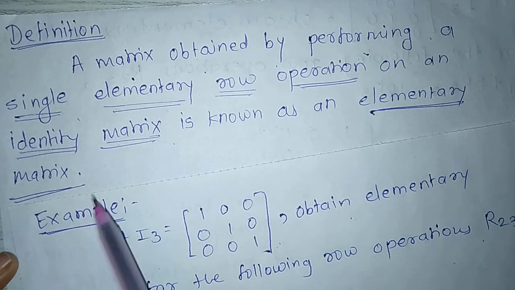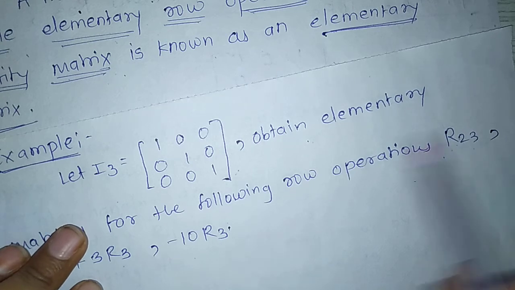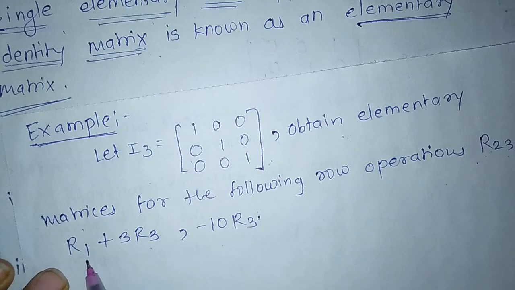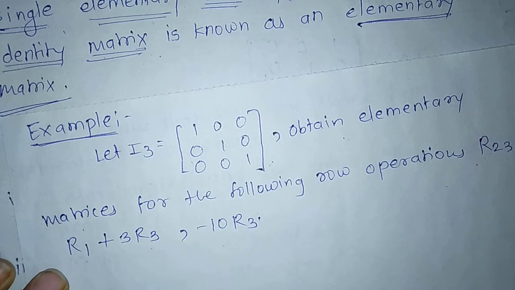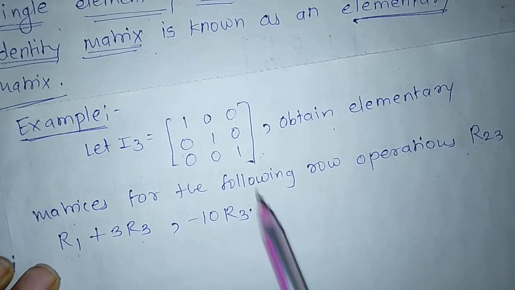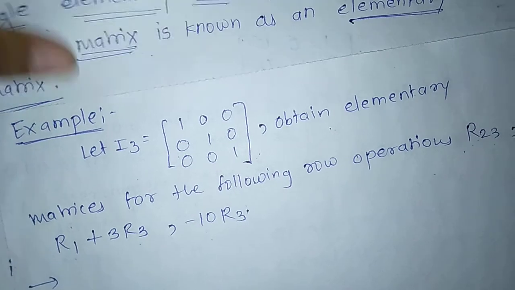an elementary matrix. Means first we apply row operation R23 on identity matrix, we get first elementary matrix, and next apply row operation R1 plus 3R3 on identity matrix, we get second elementary matrix, and next apply minus 10R3 on I3, we get third elementary matrix.